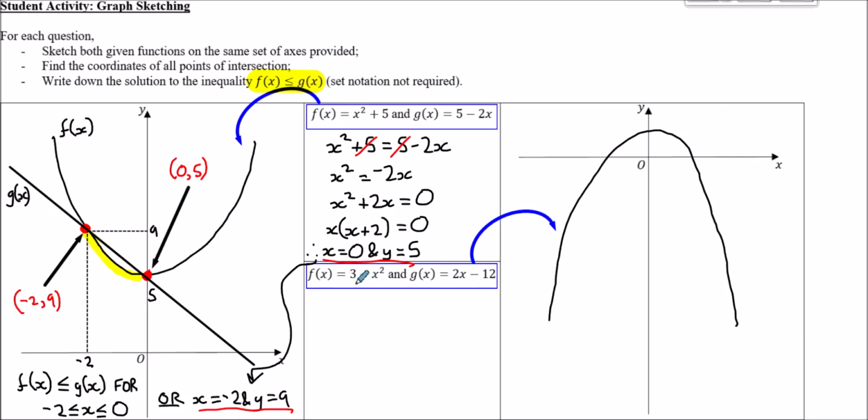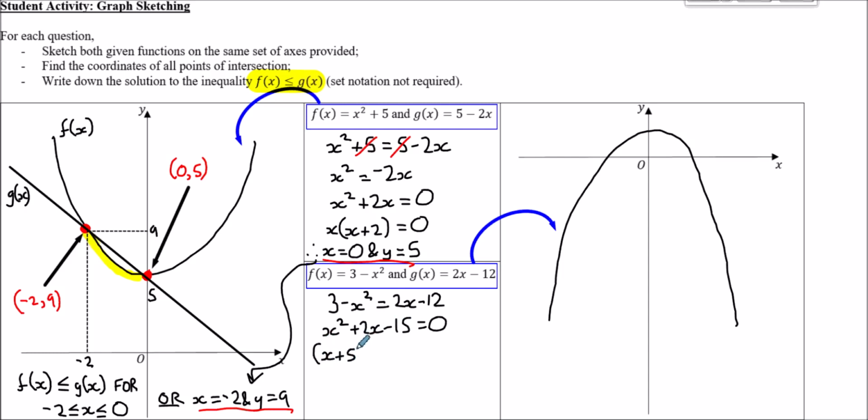These will cross where 3 minus x squared is equal to the other. So where is 3 minus x squared equal to 2x minus 12? So if we rearrange this into the standard form for a quadratic, add x squared to both sides and subtract 3, we see that x squared plus 2x minus 15 is equal to 0. This will now factorise as well. So two numbers that multiply to minus 15 and add up to positive 2, those two numbers are positive 5 and negative 3.